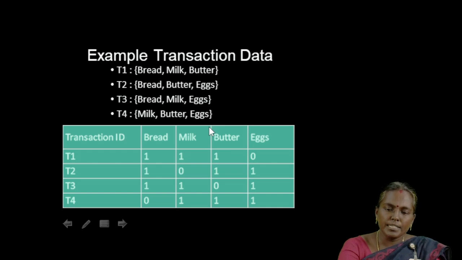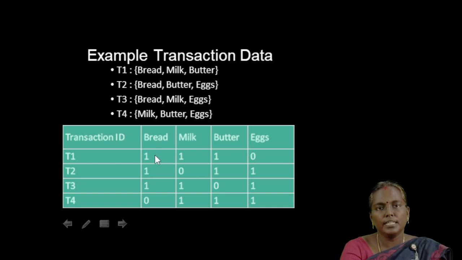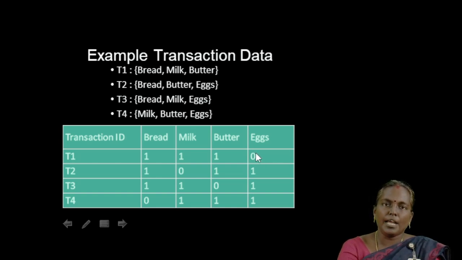And I have represented all these transactions in a matrix format. Seeing the matrix, you can find that in transaction T1, if I have 1 in the bread column, then this item has been purchased by the customer. So bread, milk and butter have been purchased. They have not purchased eggs. So for simple identification of the pattern behavior in these 4 transactions, I have first given the transactions, then I have listed my transactions in a matrix form.